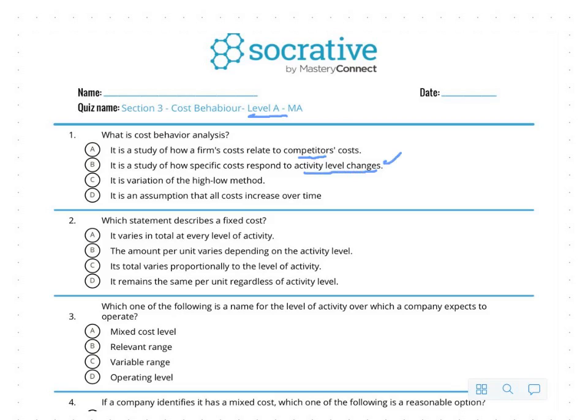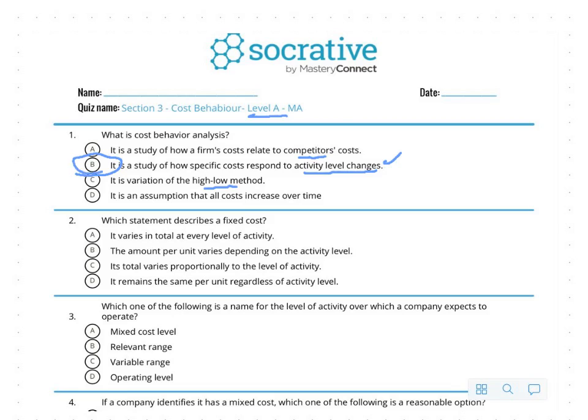Is it a variation of the high-low? No, the high-low is a method of breaking out fixed and variable. Is it an assumption that all costs increase over time? No, that is not true. All costs do not increase over time. The answer here is B.